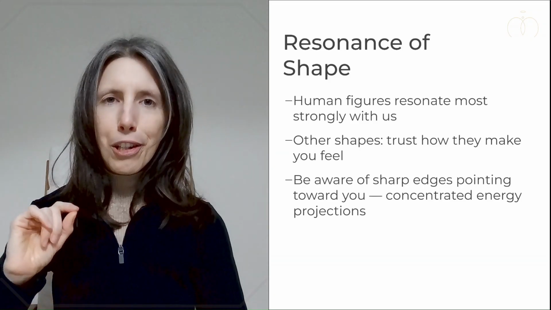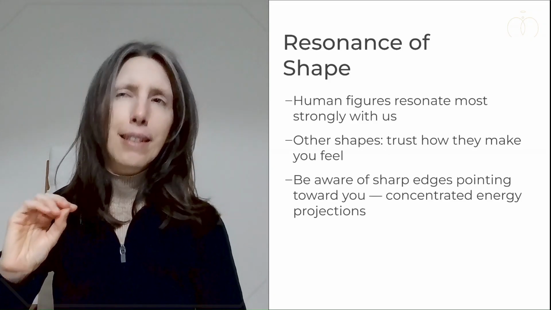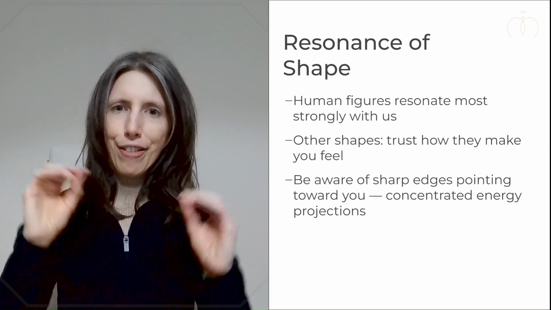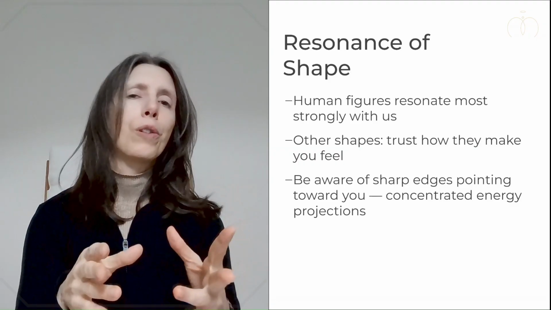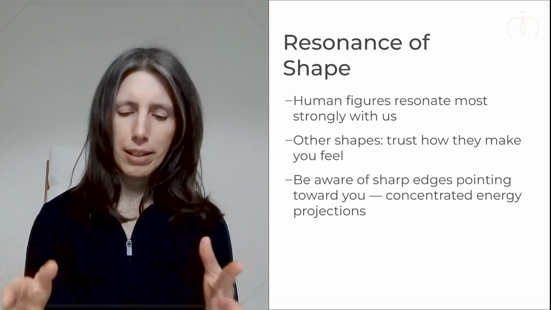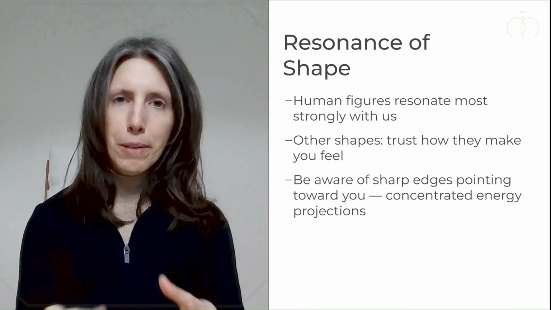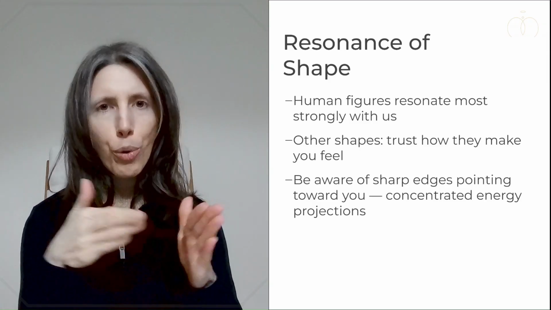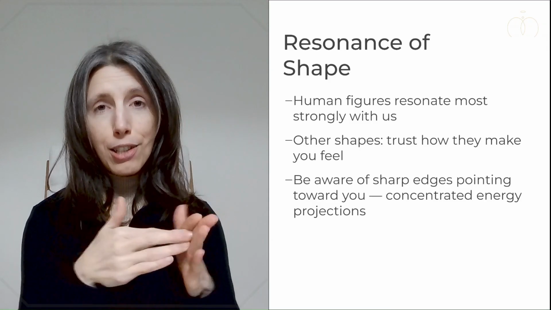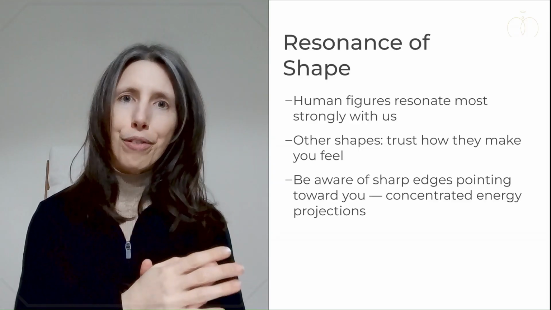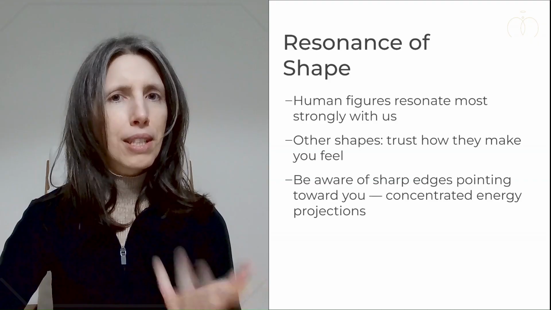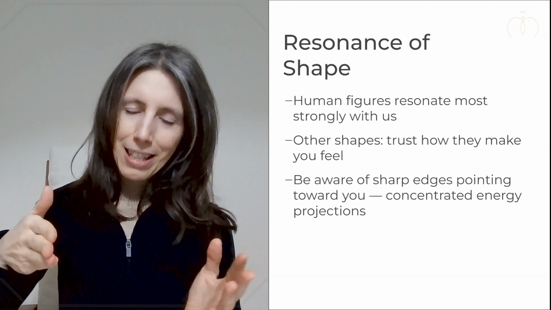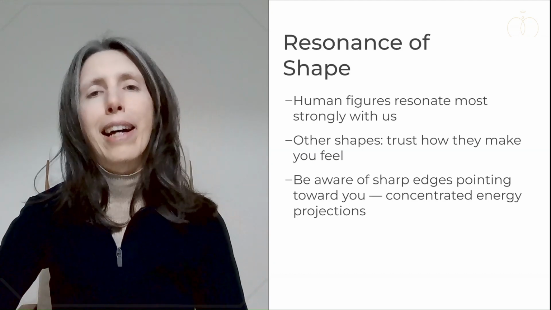And still a note regarding especially statues and abstract things. If they have sharp edges pointing toward you, this in Feng Shui is called poison arrows. So there are steep projections of energy that are always poking at you, at your energy, at your body. So this is something to avoid as well, for a different reason. So it's not necessarily a resonance of shape, but it's energy that's constantly poking at you.